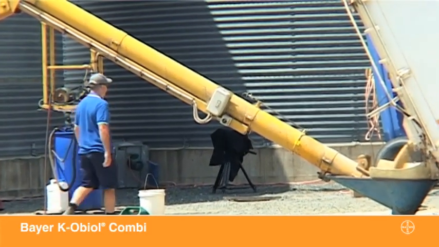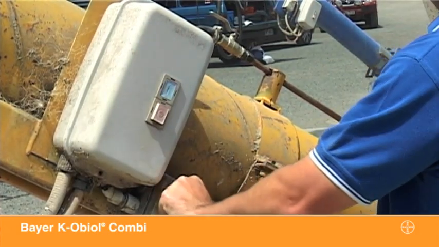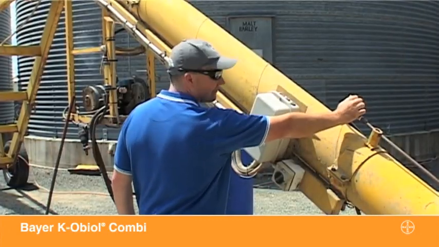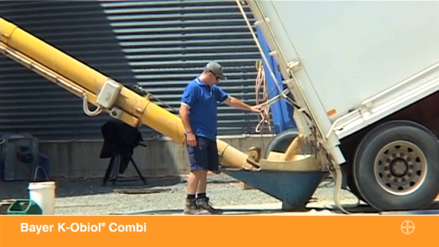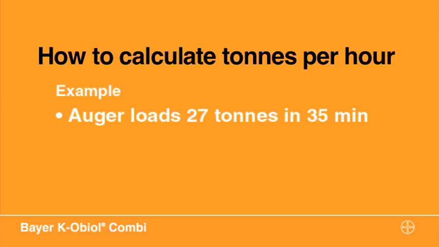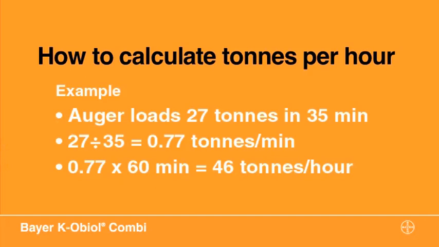Now you probably already know this, but if in doubt, you need to check how long it takes your auger to load a tonne of the type of grain you're intending to treat. Now this is because, as you know, different types of grain can load at slightly different rates. For example, let's say you know it takes your auger 35 minutes to fill a 27 tonne truck with wheat. 27 tonnes divided by 35 minutes equals 0.77 tonnes per minute. 0.77 multiplied by 60 equals 46 tonnes per hour. We'll come back to that figure later.